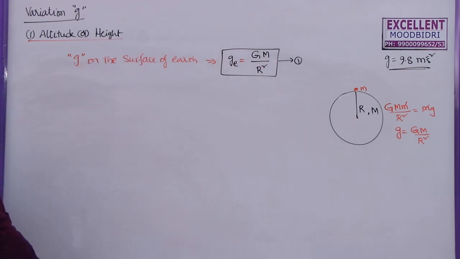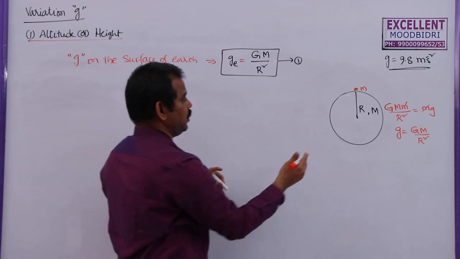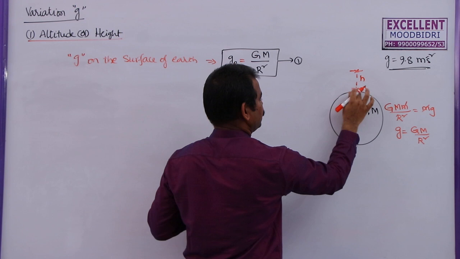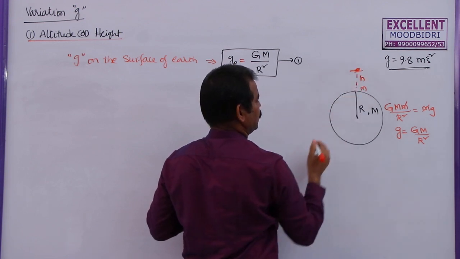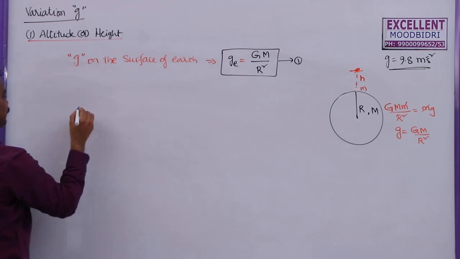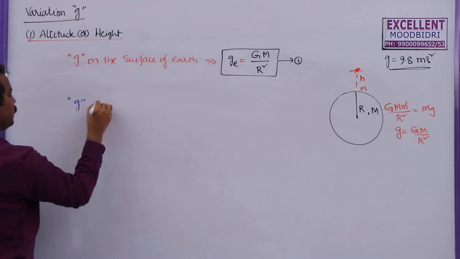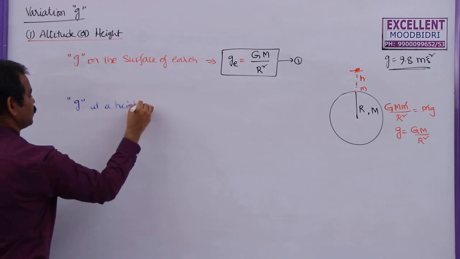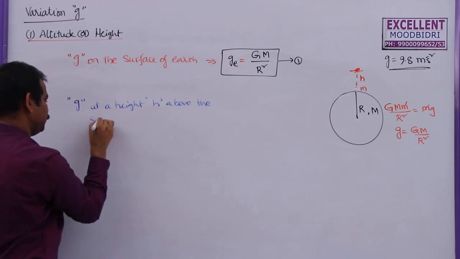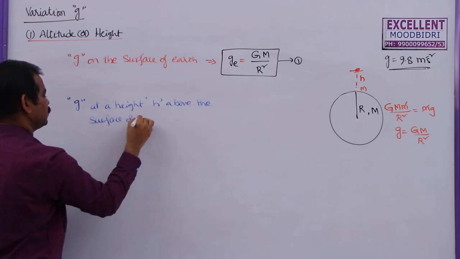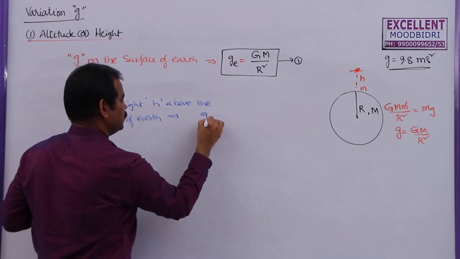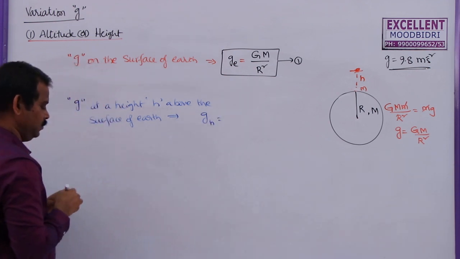Now, if you take this body to a height h, somewhere here. So if you keep this body at a height above the surface of earth, then small g at a height h above the surface of earth, I am going to write as gh, g at a height h above the surface of earth.